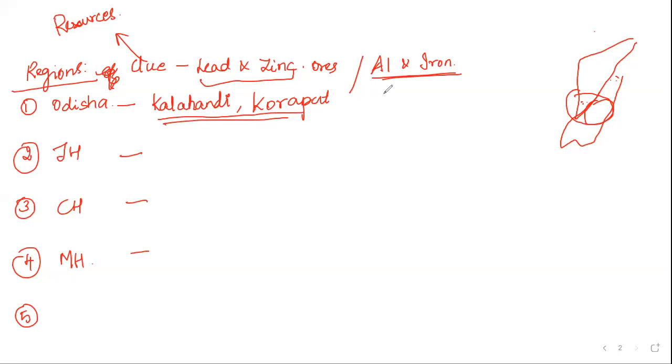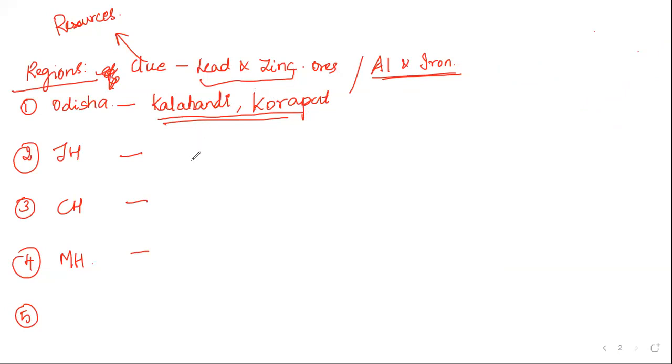Yesterday, what did we see? With regard to iron, I mentioned two important places in Odisha. Can you remember it? Mayurbhanj and Keonjhar. Please do not forget this. Gurumahisani mines. This is very important. Now, let's not deviate. Apart from that, it is the Kalahandi Koraput regions which are even more important with respect to bauxite mining.